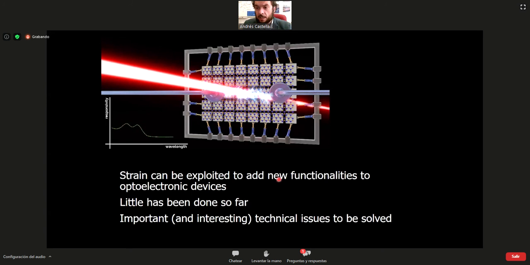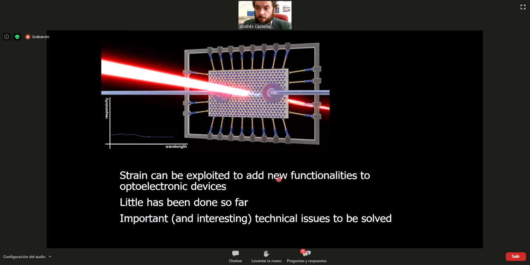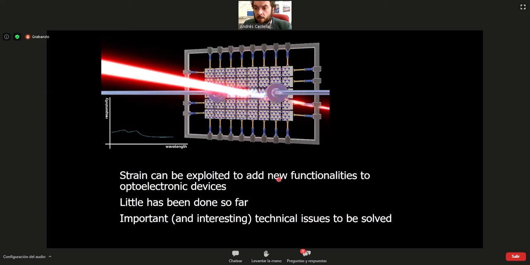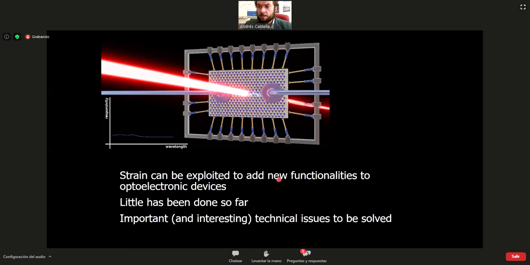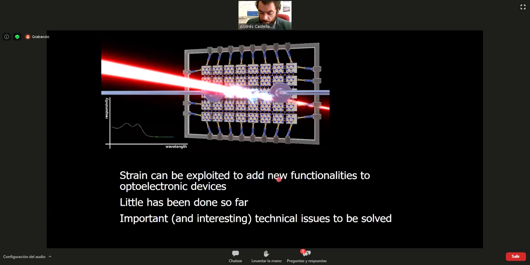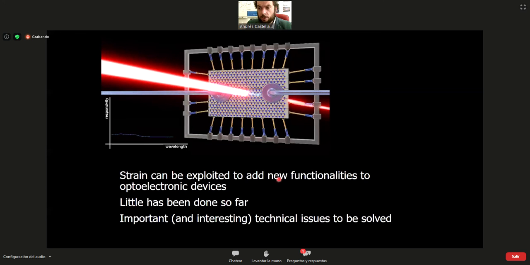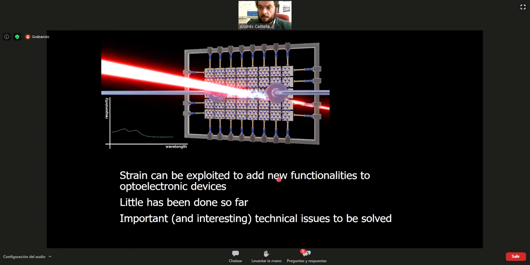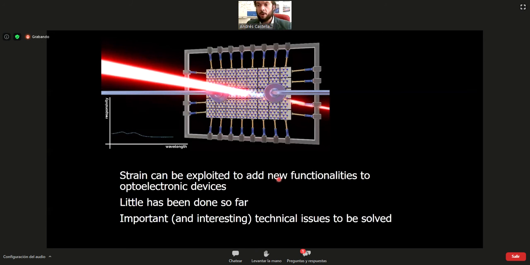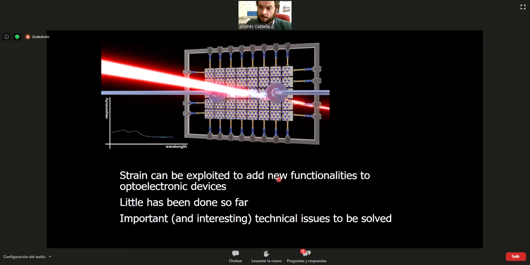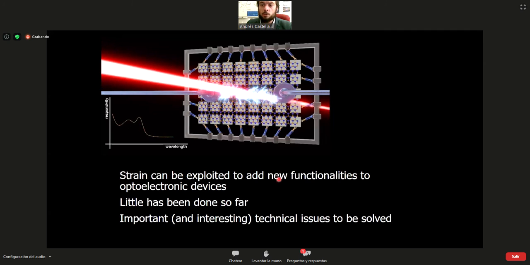So you have seen in the introduction that there are just a handful of works dealing with devices and strain, and there are many issues that have to be solved. And regarding the fundamental aspects of this research, so far most of the studies dealing with strain are using optical tools in order to test the changes in the band structure of the two-dimensional material. So you apply strain and you use photoluminescence, Raman, or reflectance in order to test what's going on.